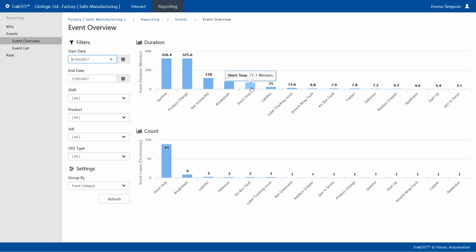These short stops, the way we were measuring this line, we were measuring the in-feed of the filler. When it detects no flow, it will tell us that there is a stop. And if the stop is under 1 minute, it will record a short stop.